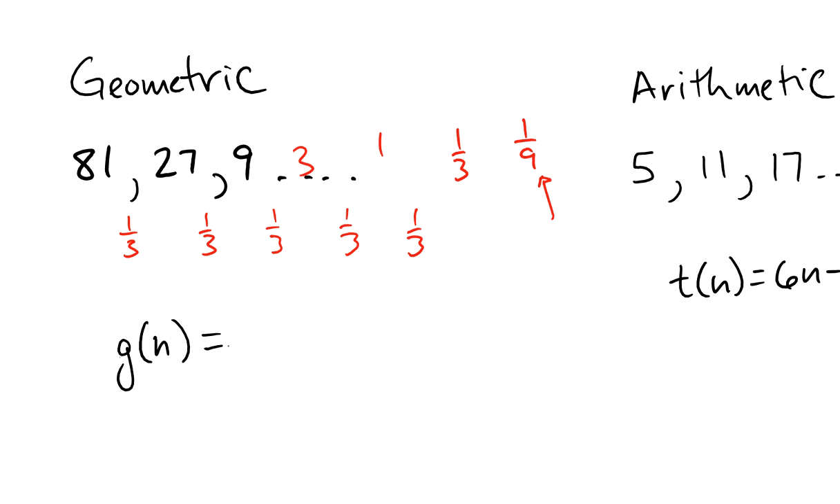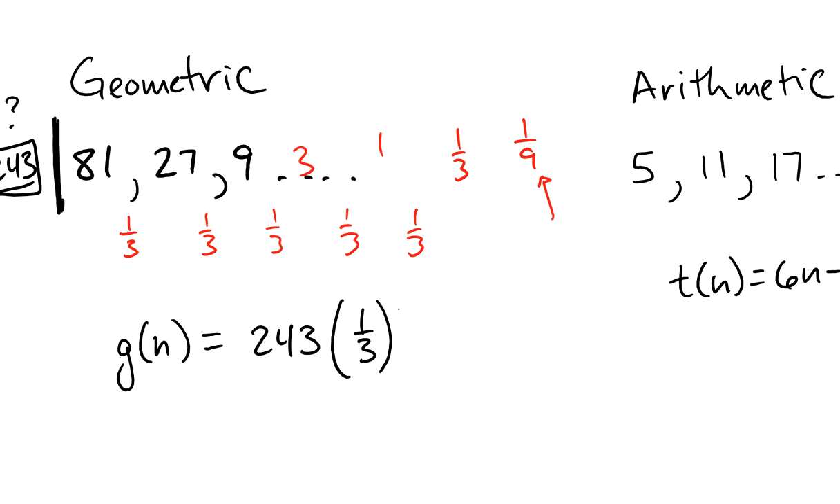So if I want to go back and get the 0th term, the term that occurred before the 81, which is not part of the sequence, the one before that would be 243. So here's my 0th term. In a geometric sequence, I start with that. I've got 243, and then every single time I'm multiplying by 1/3, and I'm going to raise that to the nth power. So here's the beauty of a geometric sequence: this number n tells me how many times I multiply by 1/3.